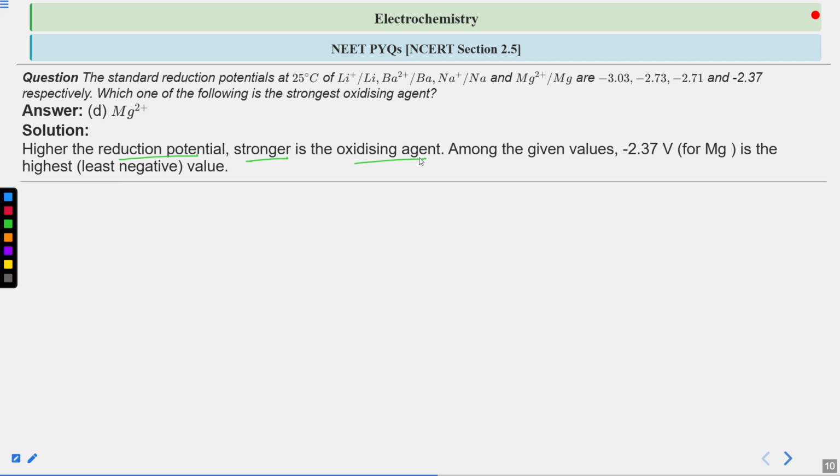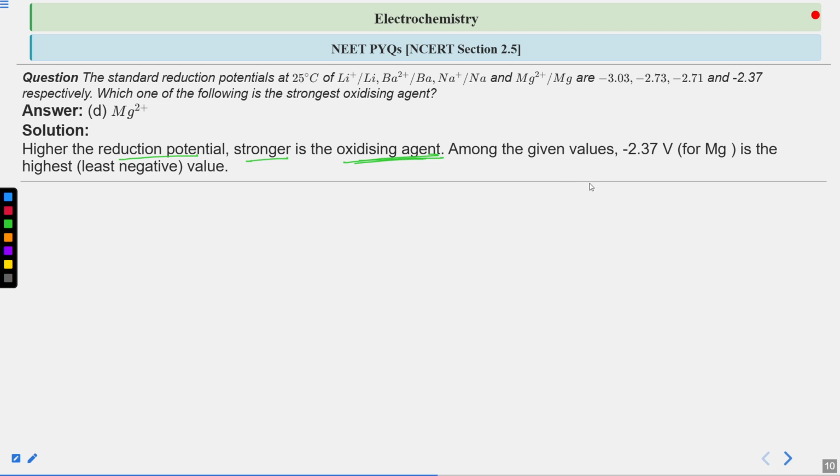That means it can more strongly and more efficiently oxidize others while getting reduced itself. That's the concept of an oxidizing agent. So if the reduction potential is higher, that means it can easily be reduced or it can easily oxidize others. That means it will act as a stronger oxidizing agent.